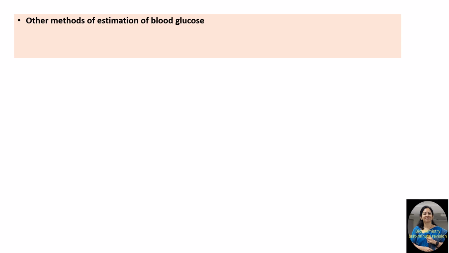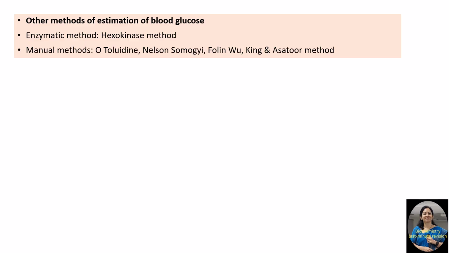Now this was the enzymatic method, and the enzymes used are glucose oxidase and peroxidase. Which are the other methods of estimation? This is the most common practical question asked in your university examination or in the internals. The other enzymatic method is the hexokinase method. There are many other manual methods like the orthotolidine method, Nelson-Somogyi method, Folin method, King and Armstrong methods. These are no longer used because they are time consuming, and there is so much interference from other carbohydrates and non-carbohydrate reducing substances.